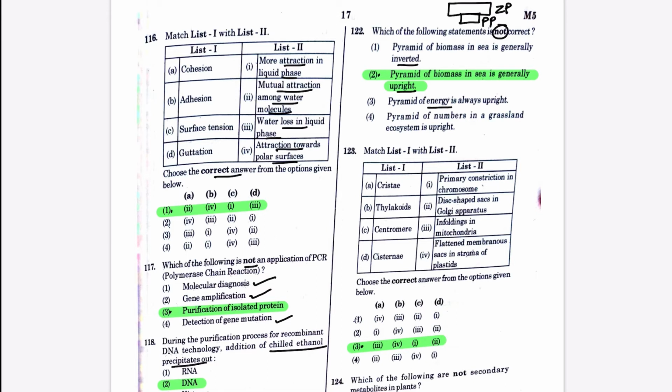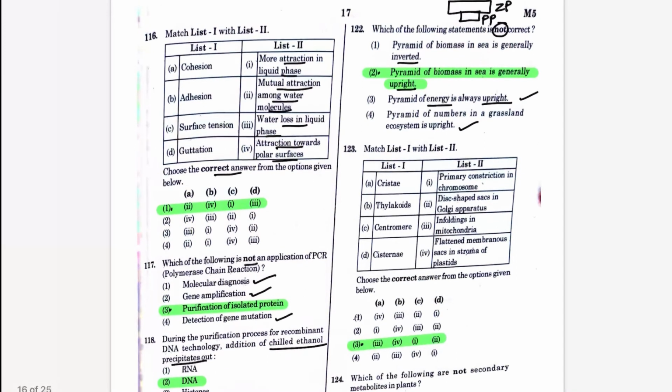Okay, and we know, see the third option, the pyramid of energy is always upright. This is always right. And the pyramid of numbers in the grassland ecosystem is upright. This is also right. Okay, right. So 123, again match list 1 with list 2 and you must choose the correct answer. Okay, so cristae, we know it is the infoldings in mitochondria. The inner membrane infolding is called as cristae. Whereas thylakoids, we know they are the flattened membranous sacs in the stroma of plastids, which is chloroplast. Centromere, we know it is the primary constriction in chromosomes, and cisternae is a disc-shaped sacs in the Golgi apparatus.